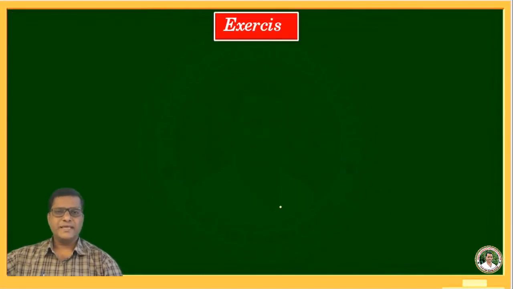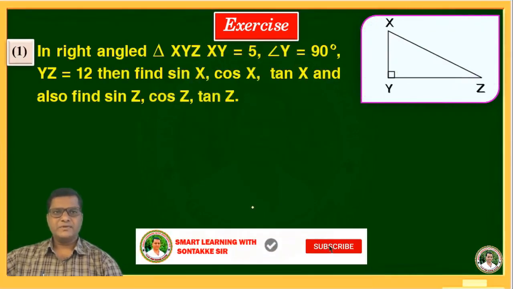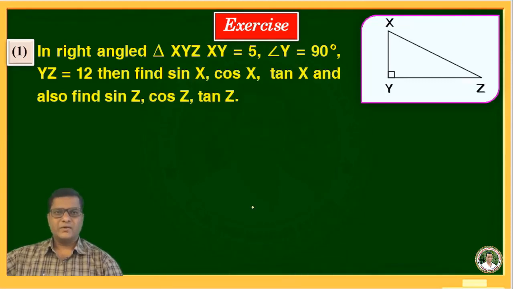Let's see the exercise. First question of the exercise is, in right angle triangle XYZ, XY is equal to 5, angle Y is equal to 90 degrees, YZ is equal to 12, then find sin X, cos X, tan X, and also find sin Z, cos Z and tan Z. Here the figure is given. In this figure write down first the given values.